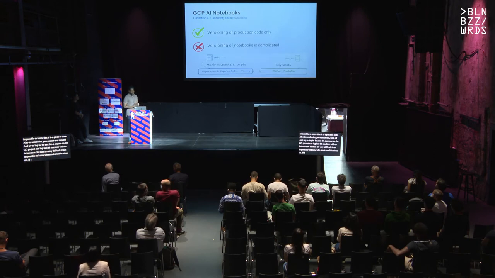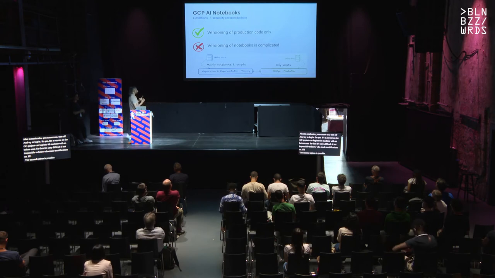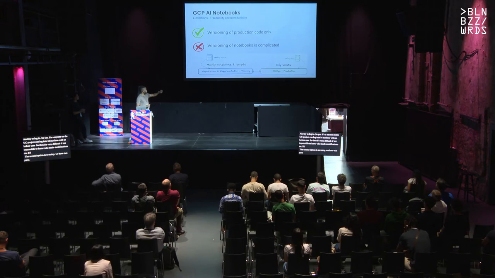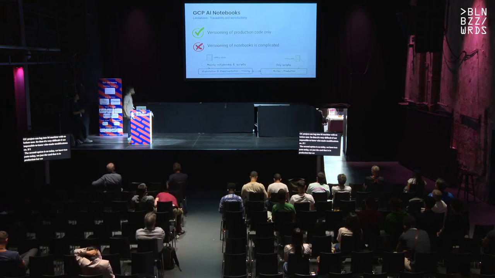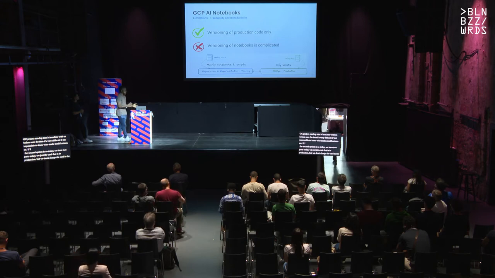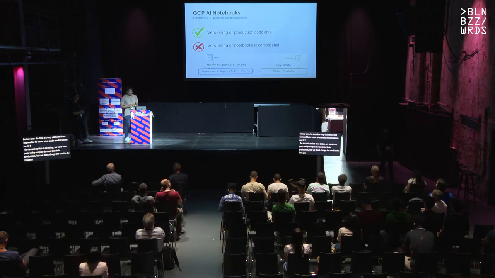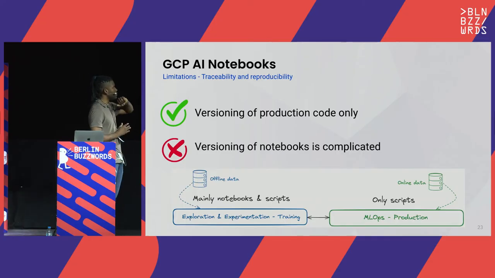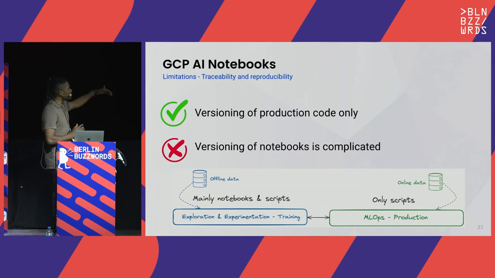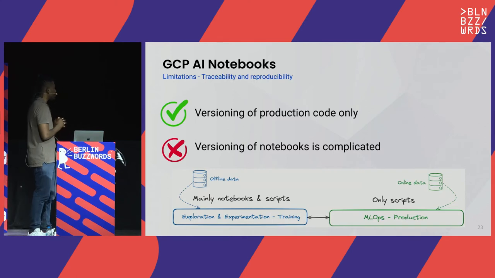The second limitation is traceability and reproducibility. So today, as Pascal said, we have two parts. Today we just version the code that is in production, but we don't version the code in the first part, exploration and experimentation. Because we use only scripts in the second part, but we use many notebooks in the first part and also some scripts.